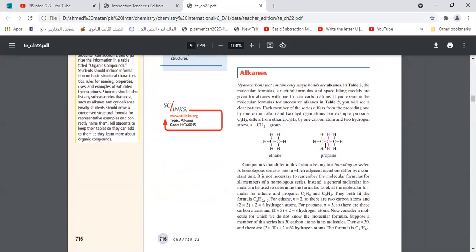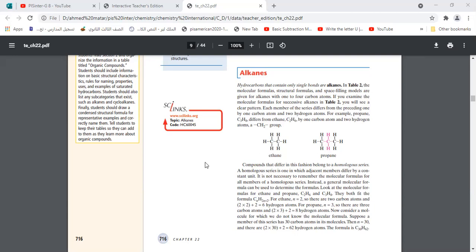Then we pass to the next one, which has 3 carbons. What is the difference between these 2 compounds, guys? What could you observe? Anyone can tell me what the difference is between propane and ethane? Propane has 3 carbons, while ethane has 2. This extra carbon carries how many hydrogens? Extra 2 hydrogens.